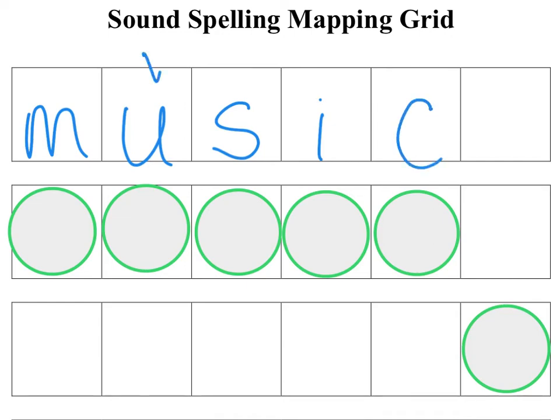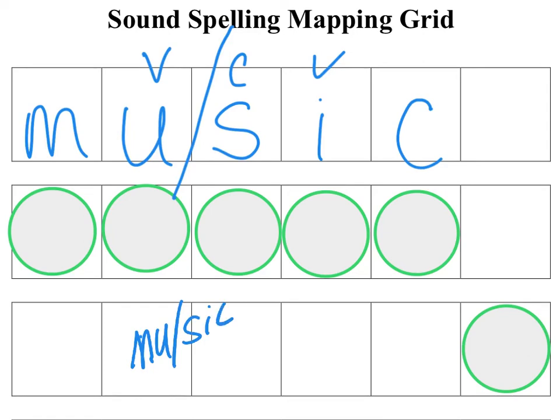So let's check the pattern. Vowel, consonant, vowel. Now because I know it's music, I'm going to divide it right before the consonant because it gives me that long vowel sound. If I did it after the consonant S, it would be mus-ick. So when I write it, I say mu-sic. I divide it before the consonant so that it makes that long vowel sound, and here it is in cursive. Music. He likes to listen to music.